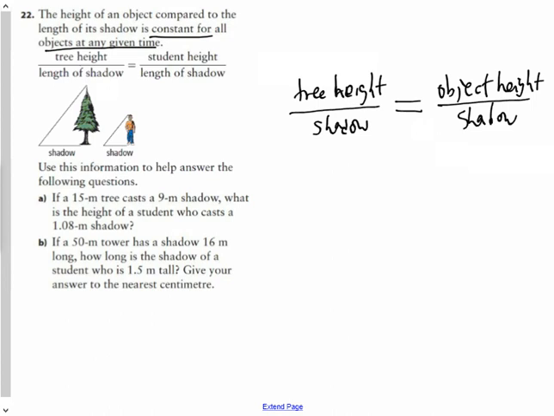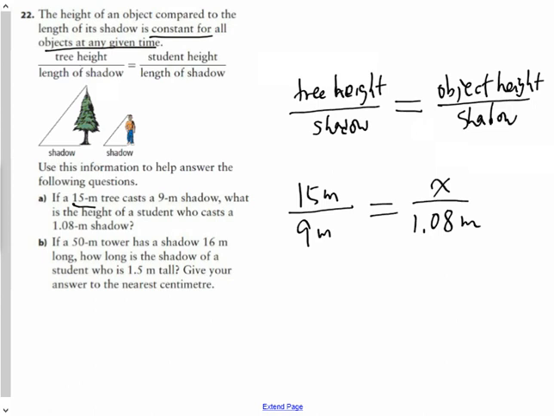So if I look at this question: if a 15-meter tree casts a 9-meter shadow, what will the height of a student be if their shadow is 1.08 meters? If I know that the shadow a student casts is 1.08 meters, I could then figure out how tall the student is, right?